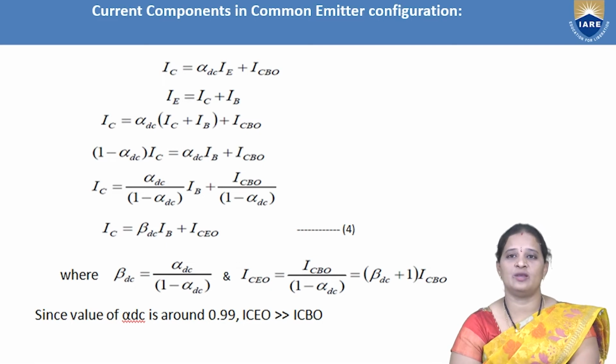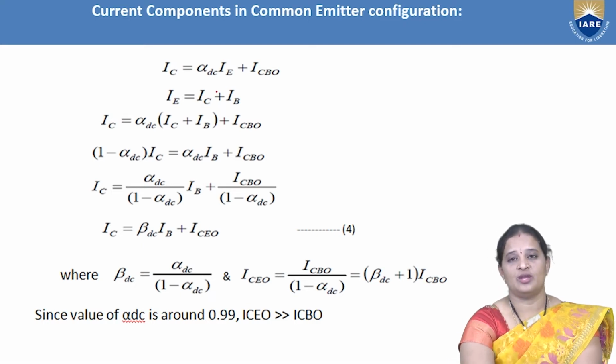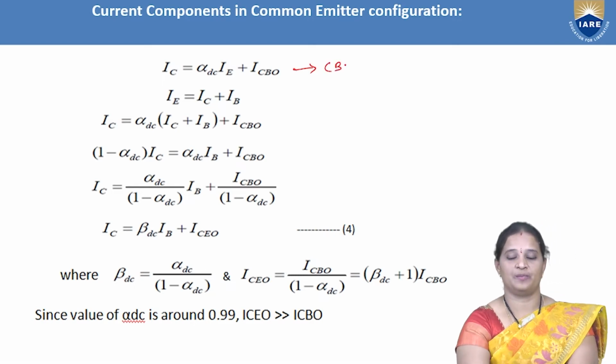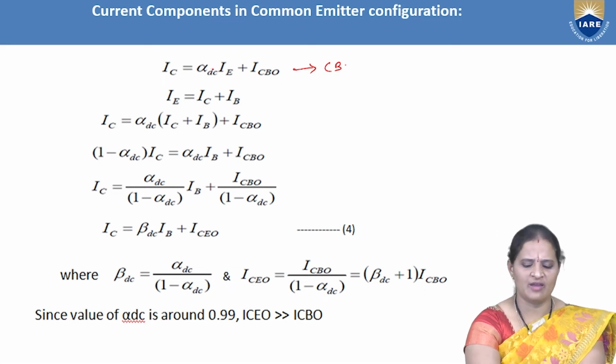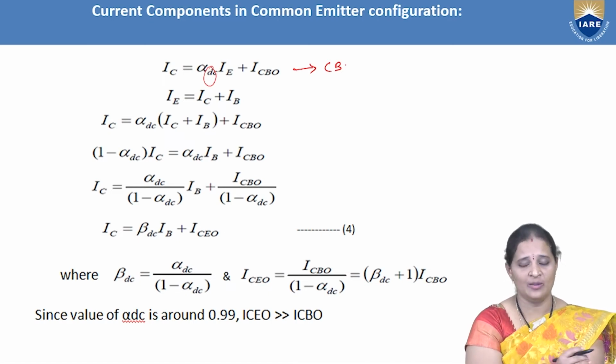Now let us look at the equation, or the relation between the currents. As we all know, in common base configuration, this is the equation of collector current: IC equals alpha DC into IE plus ICB naught. Why have I included DC? Because this is under DC condition with the applied DC voltage. I am not applying any AC voltage. So that is why alpha DC into IE plus ICB naught.